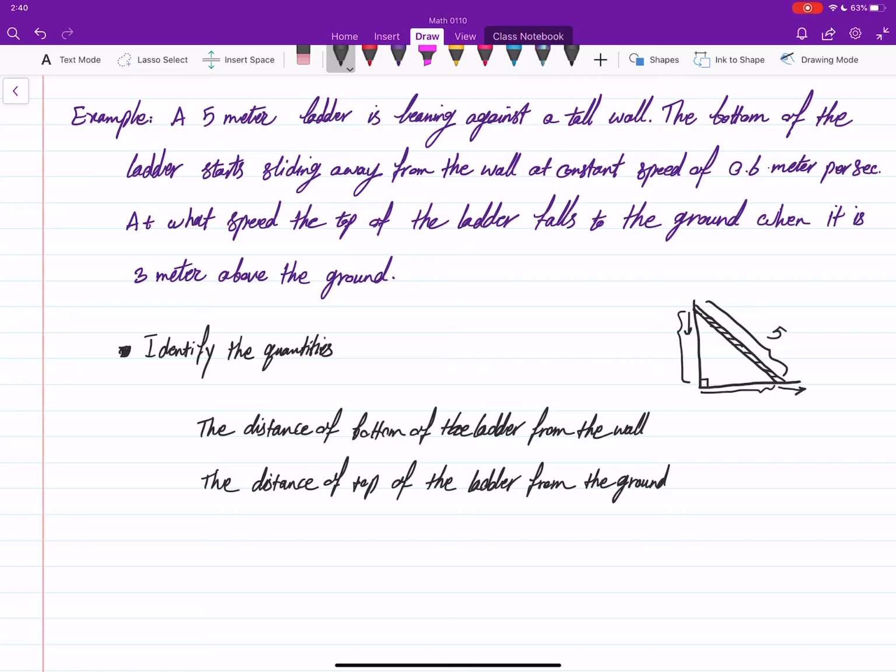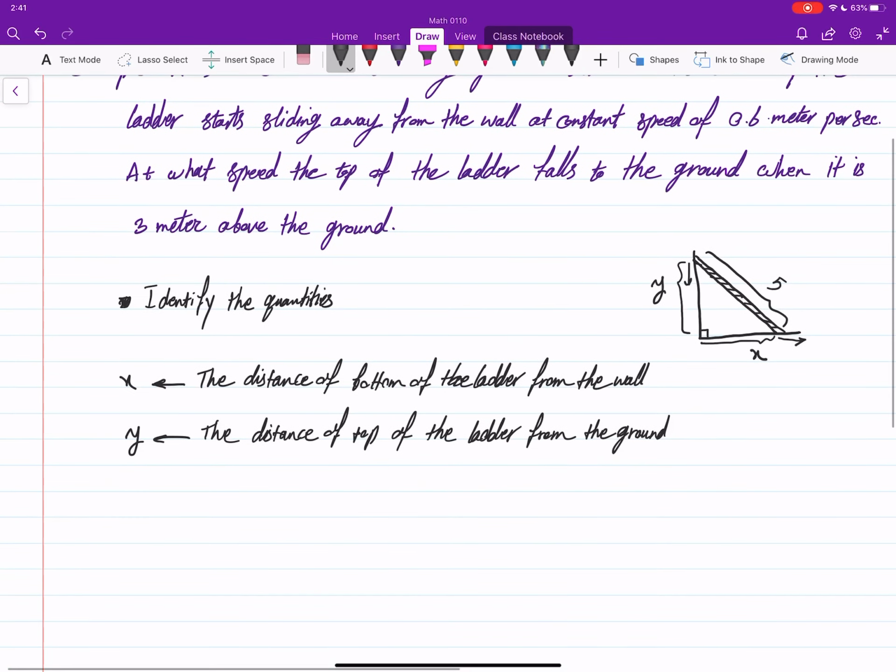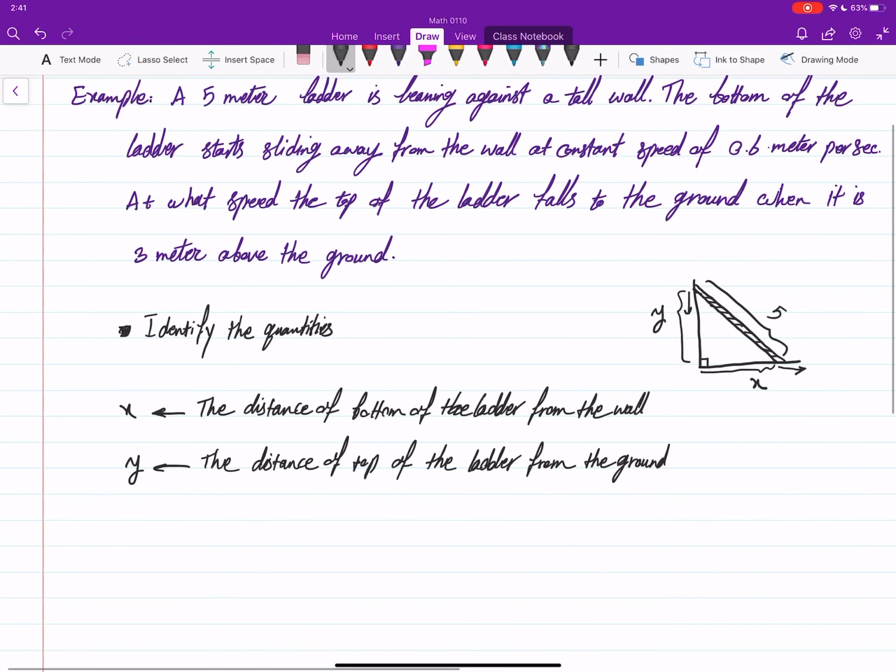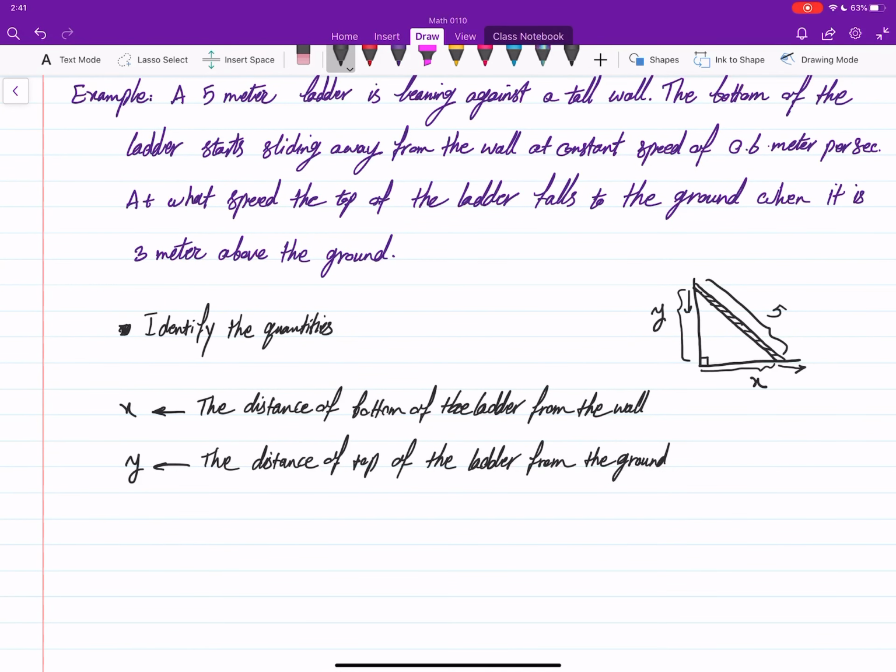So we have to choose a notation for this one. Well, let me put this one as x and that one as y. So we are going to use x and y for this, and then try to translate all the given information and write them in terms of these variables. For example, we are looking for what is the speed at which the top of the ladder falls. So we are looking for dy dt.